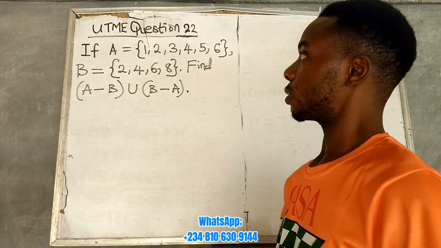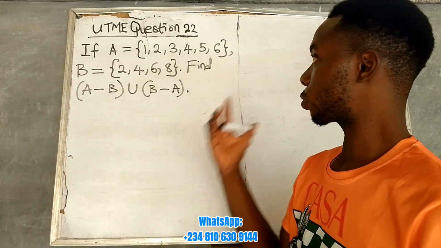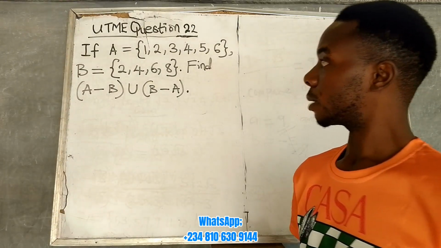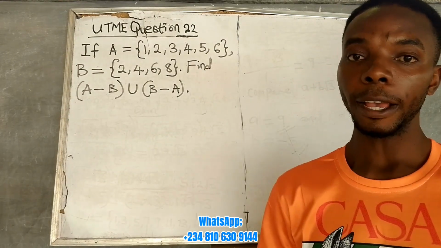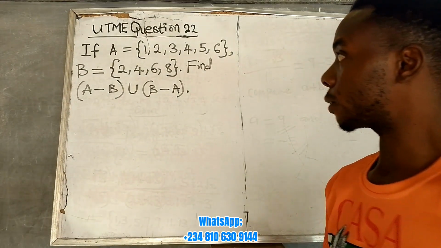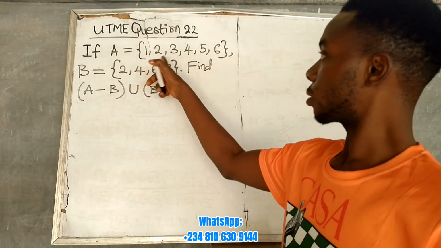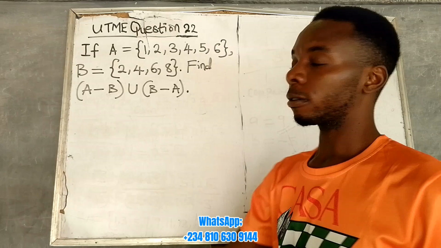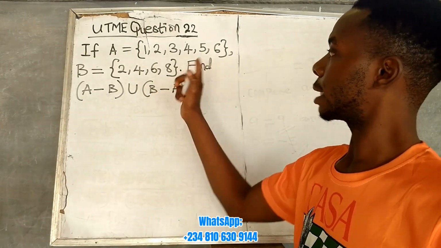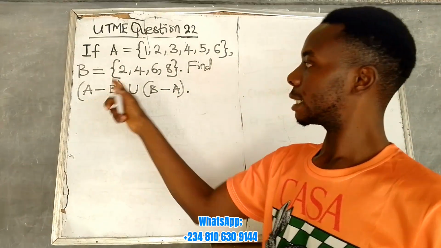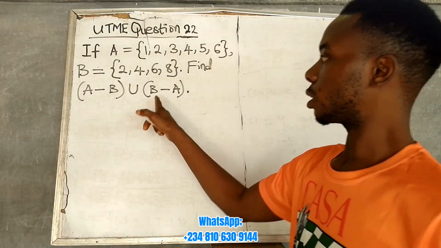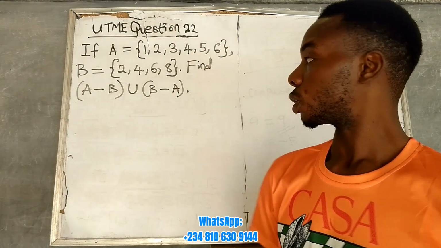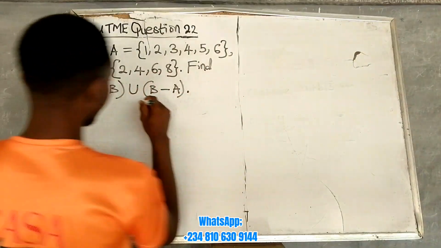Today on our UTME questions, this is number 22. We're talking about sets. Now, in this question that we have here, it says that if A is equal to the set of 1, 2, 3, 4, 5, and 6, and B is a set of 2, 4, 6, and 8, find A minus B union B minus A. It's a very interesting question. So let's solve it.